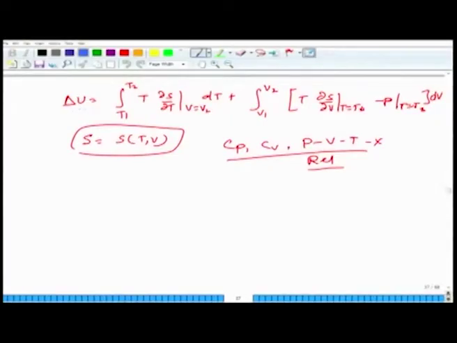Last class we discussed the importance of relations in order to solve problems such as what we describe here, delta u. In order to get this expression, we need to convert such an expression into something in measurable quantities. That is what we are going to discuss today, and this is something for which we can make use of Maxwell's relation.